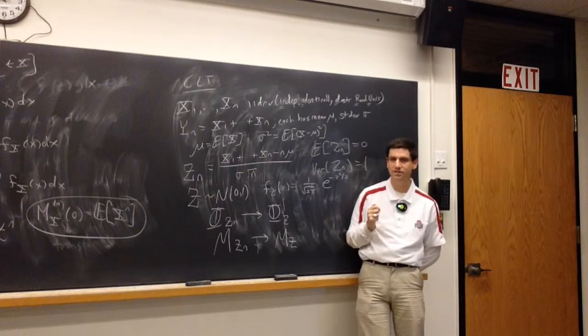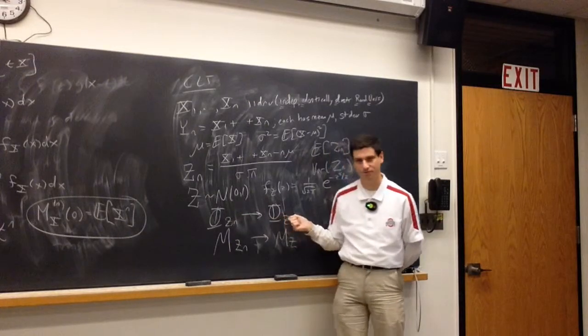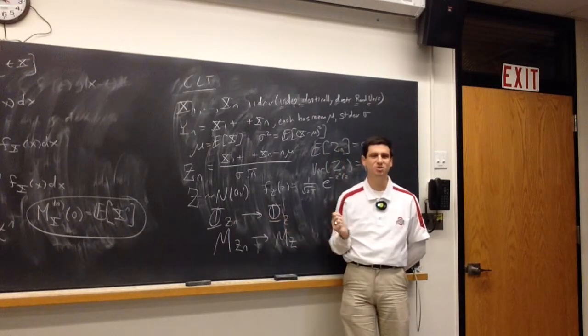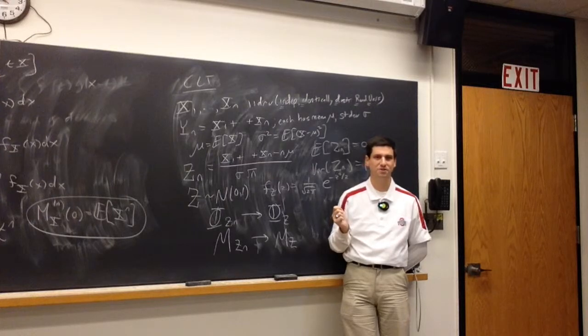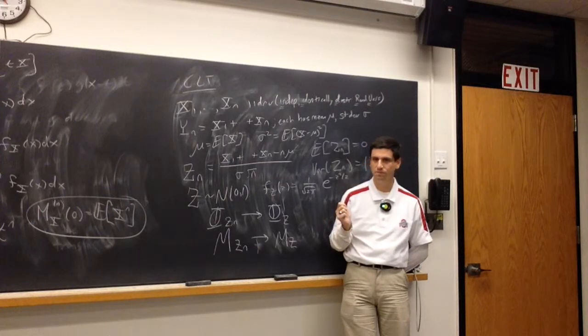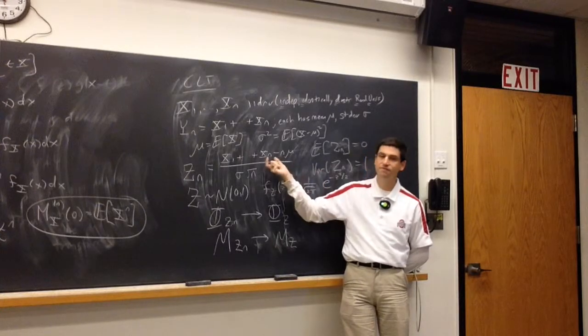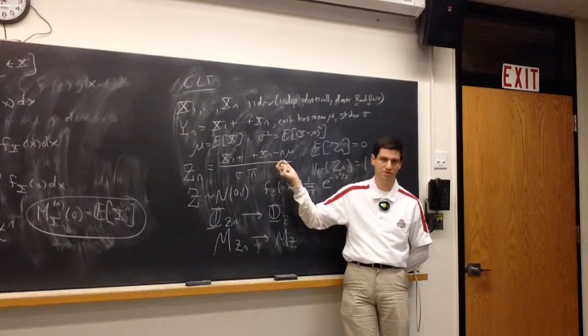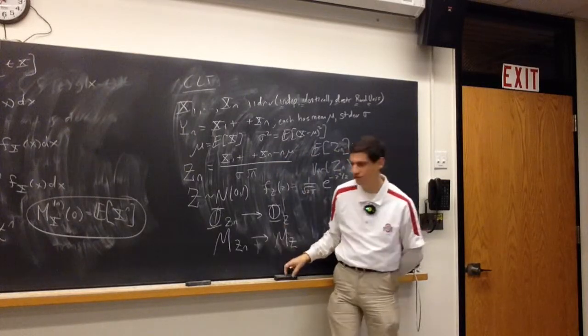And the hope is that if these are converging, then the underlying distributions must converge. Yes? Why is it hard to show that the density converges as opposed to these other things? It's very hard to work with the density in closed form. You have these convolutions, and you're going to have to do all these integrals.